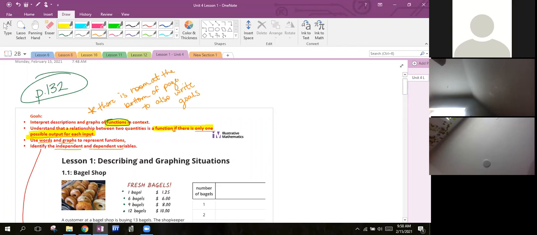A lot of these concepts you've talked about before, but we're going to add them into this deeper understanding for algebra.